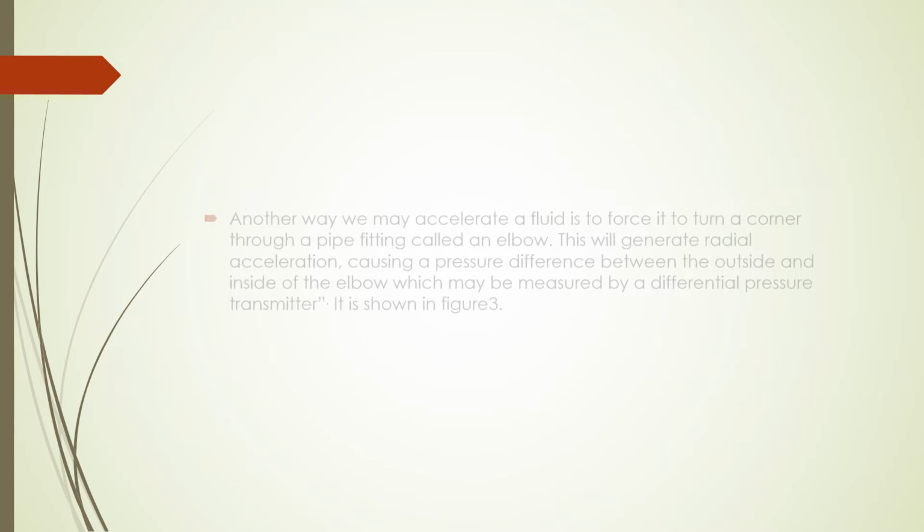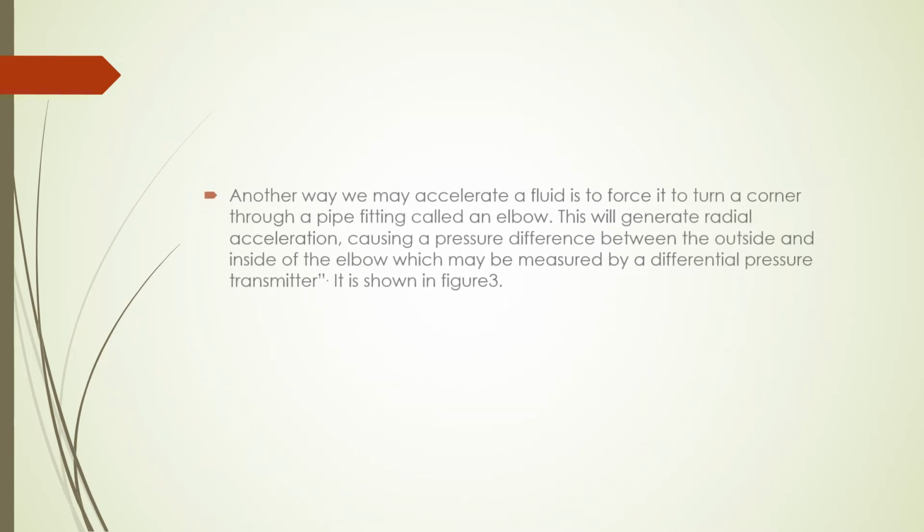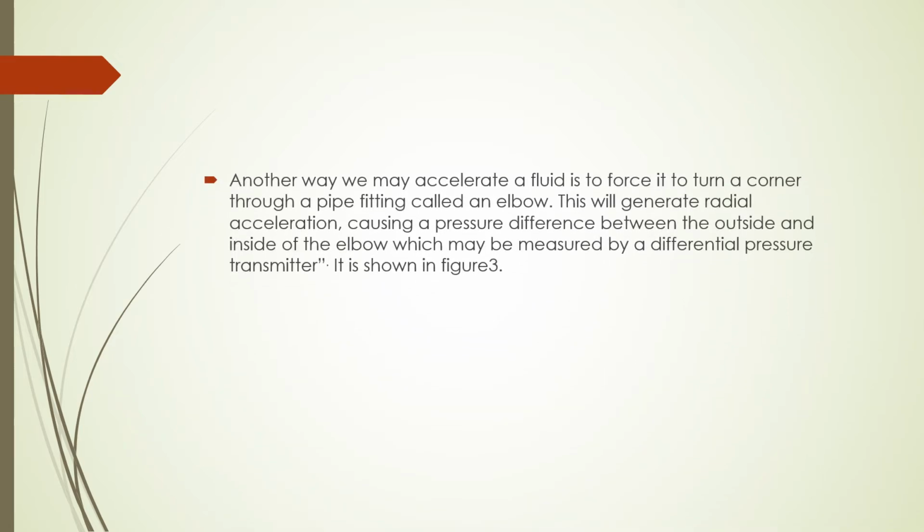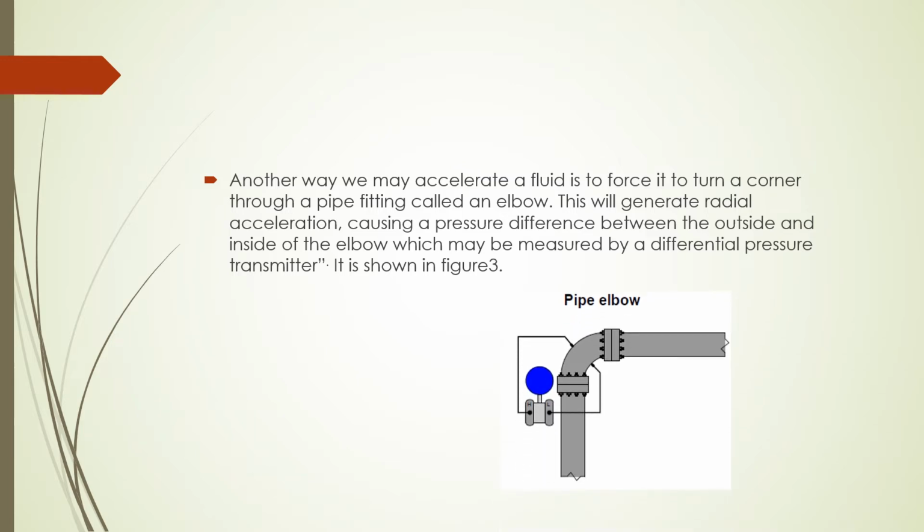Another way to measure the differential pressure is by mounting the differential transmitter at an elbow. The fluid is forced to turn at a corner in the pipe fitting, which we call the elbow. This will generate a radial acceleration, causing a pressure difference between the outside and the inside of the elbow, meaning the internal turn and the external turn of the elbow. This will cause a differential pressure, and we can measure it through the differential transmitter.